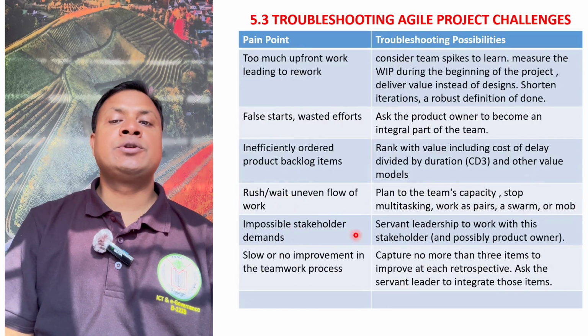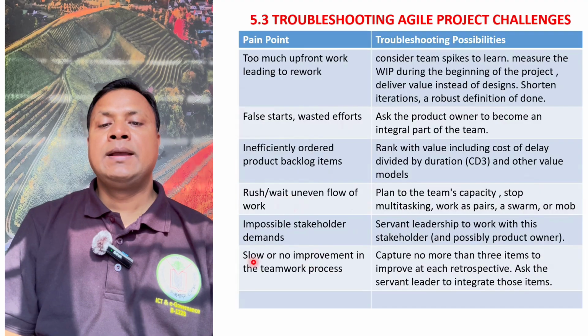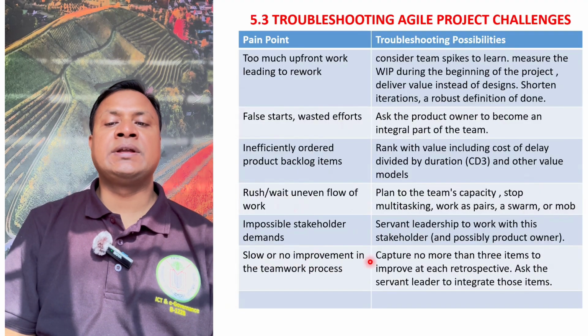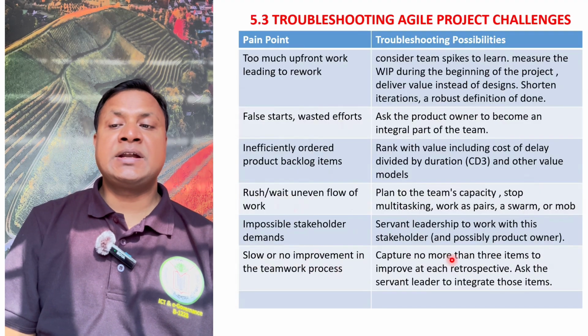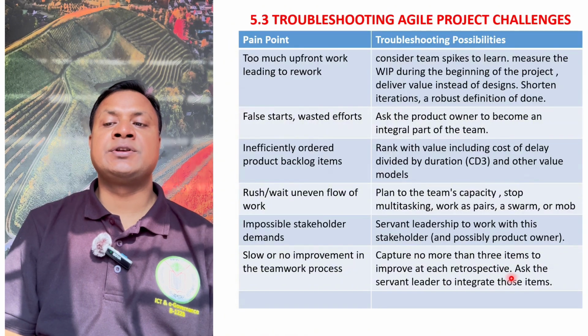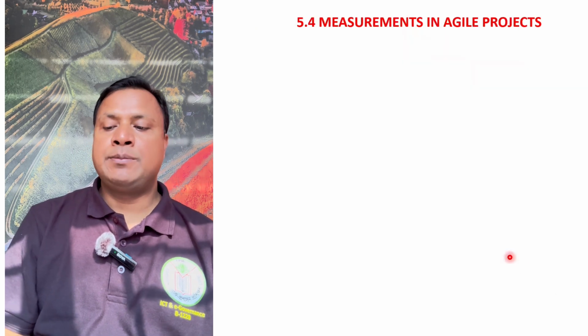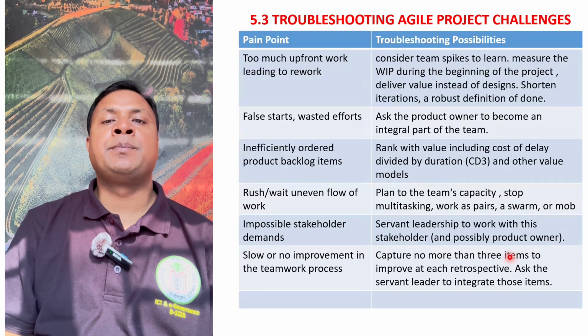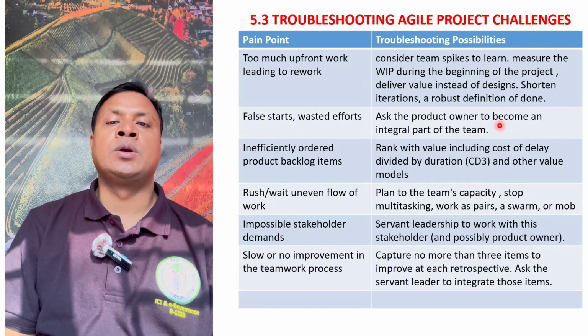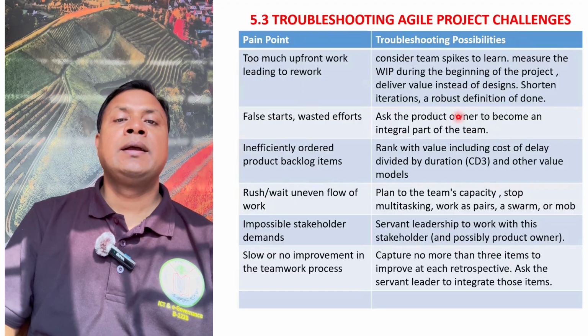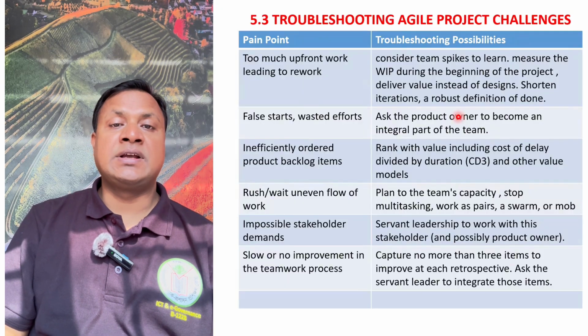If you find impossible stakeholder demands, then servant leadership to work with this stakeholder can help. If you find slow or no improvement in the teamwork process, then capture no more than 3 items to improve at each perspective. Ask the servant leader to integrate those items. So we have discussed all these pain points and solutions. You have to remember these kinds of problems and what the solution will be. And these sorts of problems come in the exam.